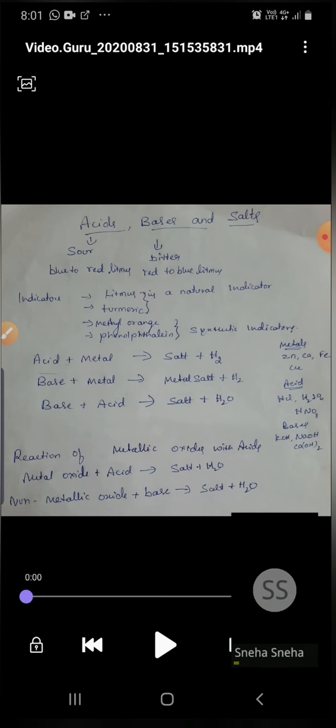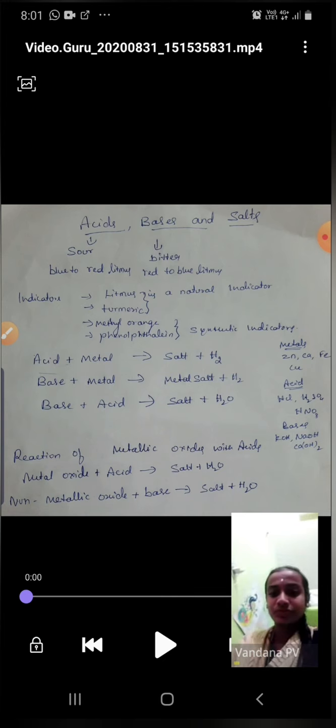Now what can we use to test the acid or base? We can use indicators. Indicators are of two types: natural indicators and synthetic indicators. The natural indicators are litmus, turmeric, etc. And synthetic indicators are methyl orange, phenolphthalein. This is how we can identify the acids and bases.